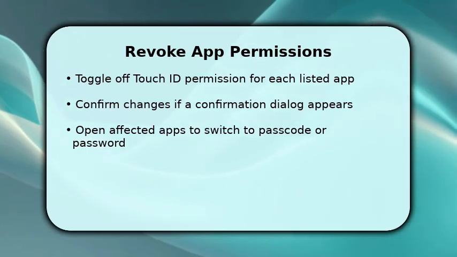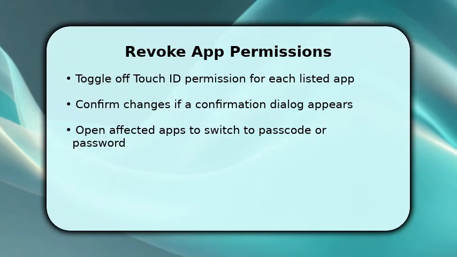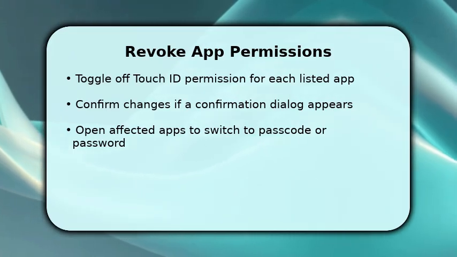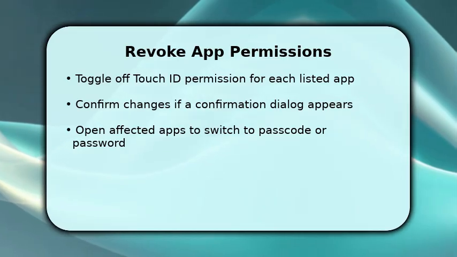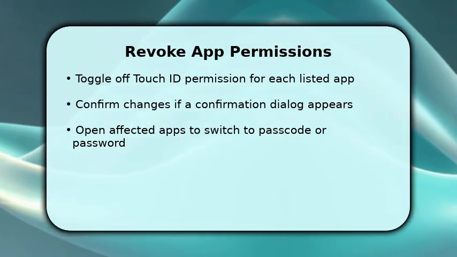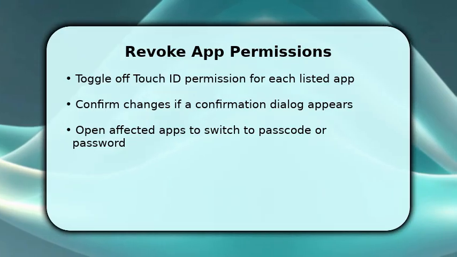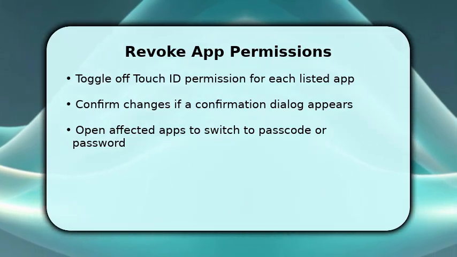After turning off permissions, open each affected app so you can set up an alternative sign-in method, such as a passcode, password, or account PIN. Doing this ensures you don't get locked out, and that authentication flows continue smoothly without biometrics.